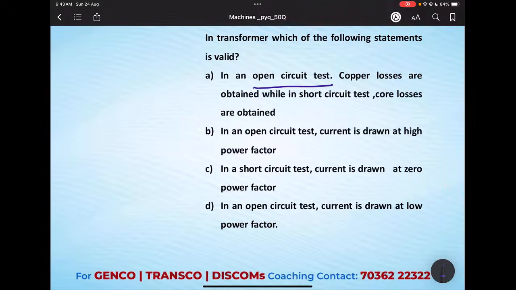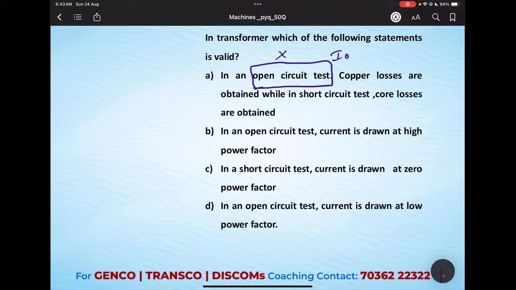First thing is open circuit test. In this option itself, what they are telling, open circuit test we are going to conduct at no load condition. That means I naught is very less. With this I naught, we can't calculate the full load copper losses. So this option is wrong.